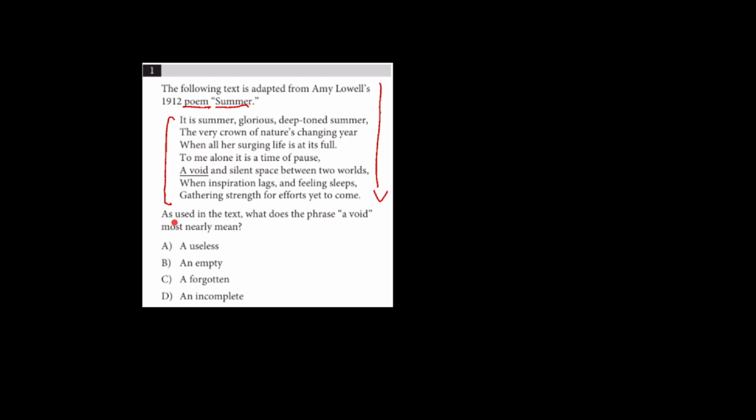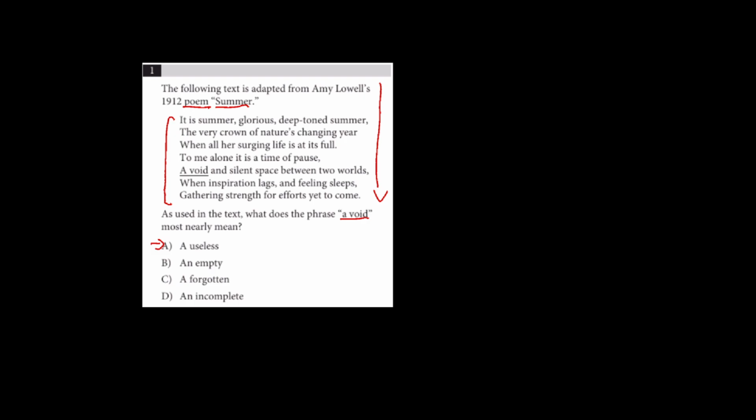So for this question, as used in the text, what does the phrase "a void" most nearly mean? Most nearly mean, so any one of these could probably work, but we're looking for the one that's the best option. You can't just look at A, think it's right, and then put it down. You have to look at all the answers. So we're going to run through A, B, C, and D, and replace "a void" with our answers. A useless and silent space between two worlds, an empty and silent space between two worlds, a forgotten and silent space between two worlds, and an incomplete and silent space between two worlds.